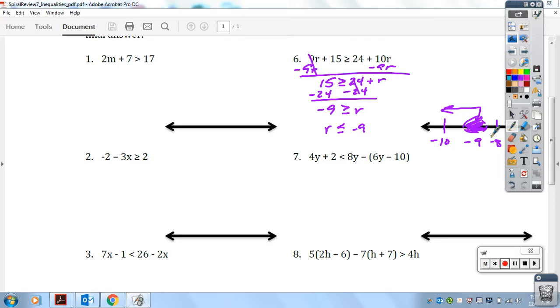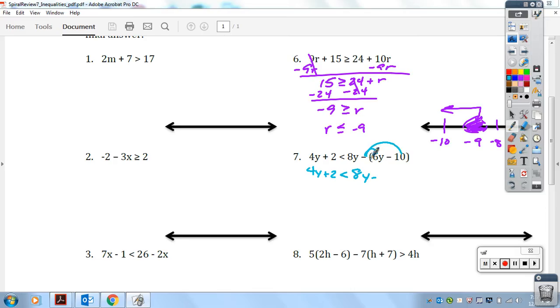We'll look at question number 7. This is finally one that requires us to do quite a bit of cleaning up first. The left side is nothing to clean up, it's 4y plus 2. The right side, however, we do have some distributive property. I know it doesn't look like the distributive property, and you might be tempted to write 8y minus 6y minus 10, but that would be incorrect. If you got minus 6y then minus 10, that would be incorrect, because if you did that, you did not subtract everything.